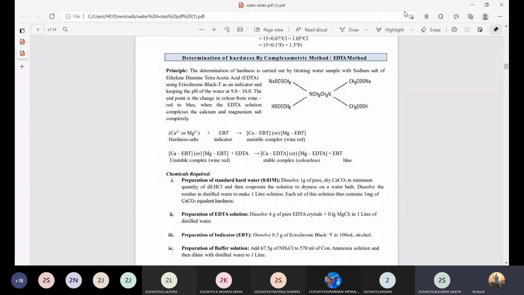Difference in concentration of magnesium and calcium salts, ma'am. Okay, that all depends upon what? What is the factor which could be responsible for that? Groundwater composition, right?